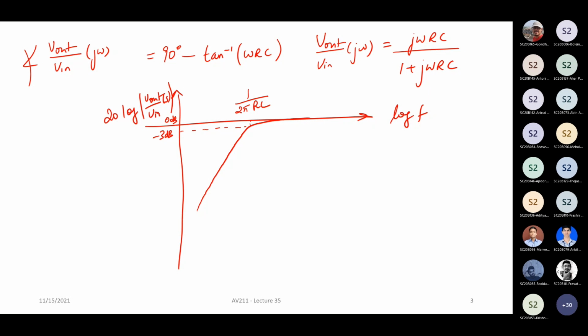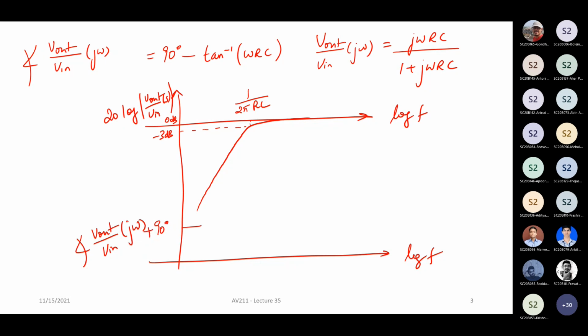For phase, what happens is basically that you start with, let's say this is log of f. You are looking at V out by V in of j omega, right? So you start off here at plus 90 degrees. And then what happens? At the place where you have the pole, it reaches 45 degrees, right? And asymptotically, it is going to reach 0 degrees, right? This is how your high pass filter response is going to look like, right?